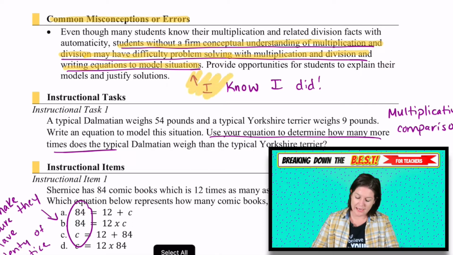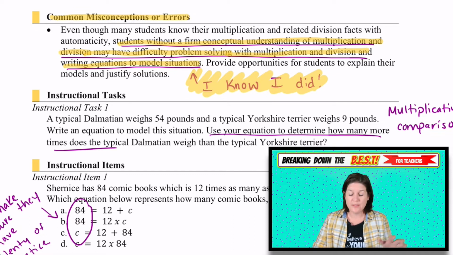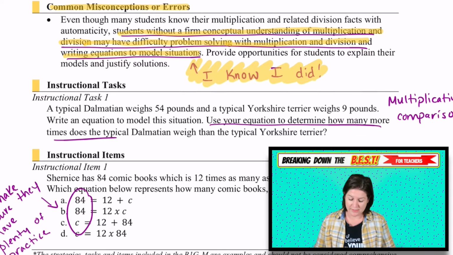And here I put, I know that I did. I was one student to be able to grab the quantities and know what to do with them, but I didn't really have a firm conceptual understanding. If you gave me a scenario as a student, I didn't really feel like I had a great conceptual understanding of being able to create an equation that matches that situation.